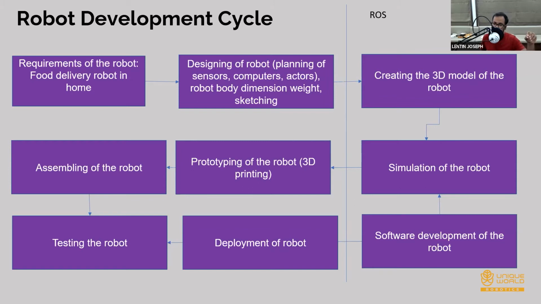So the objective is like, my mom will put the food on top of the robot, then mom will press a button, then the robot will come to my table, then I will take the food, then I will press a button, then the robot will go to the kitchen again. Okay, so this is the robot that I am planning to make.